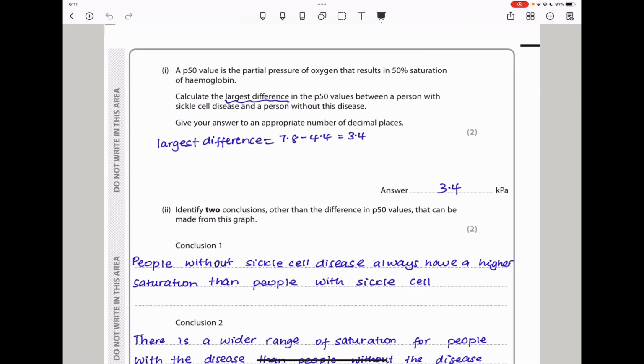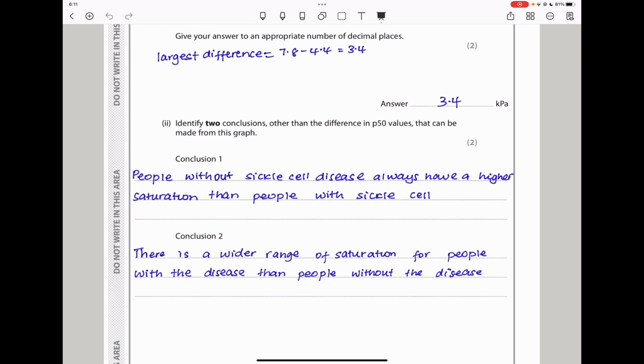So let's go back here. You can see I said 7.8 minus 4.4, which gave me 3.4. And that is my answer here. The next question says, identify two conclusions other than the difference in P50 values that can be made from this graph. The first conclusion, let me take you back here.